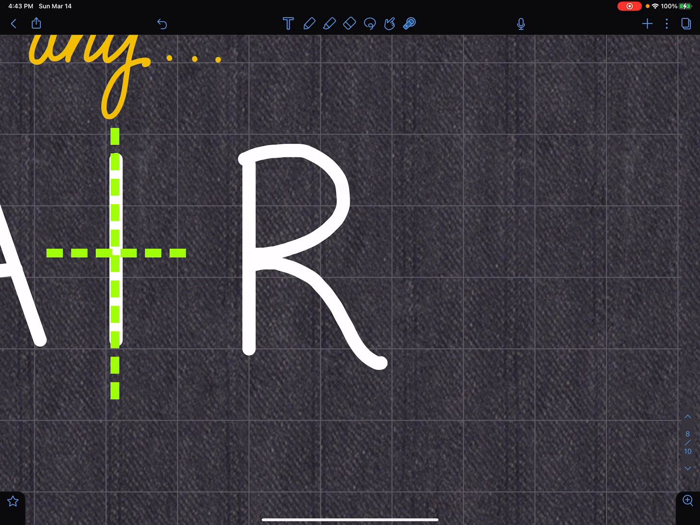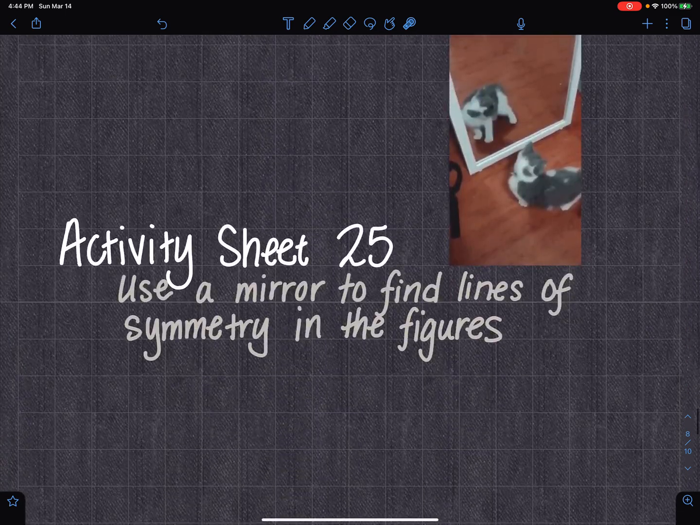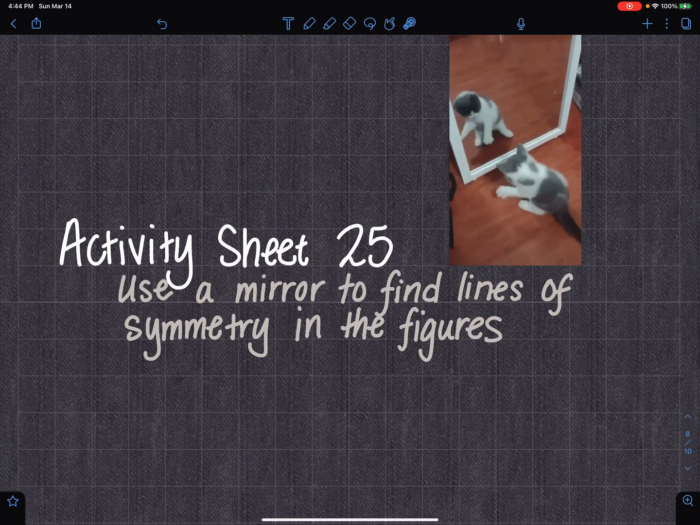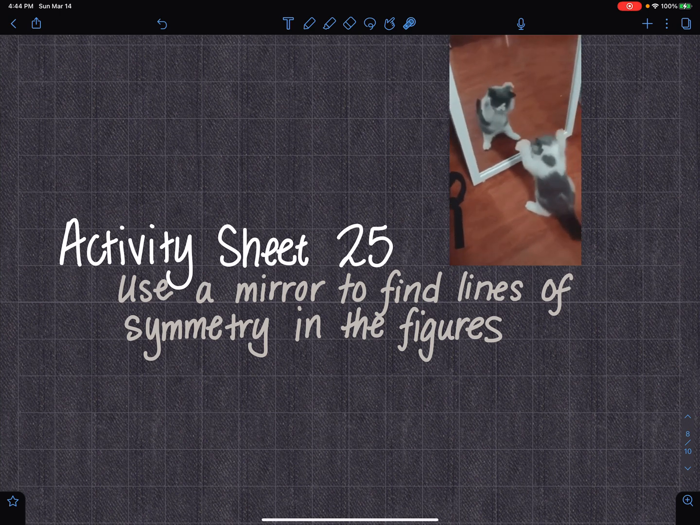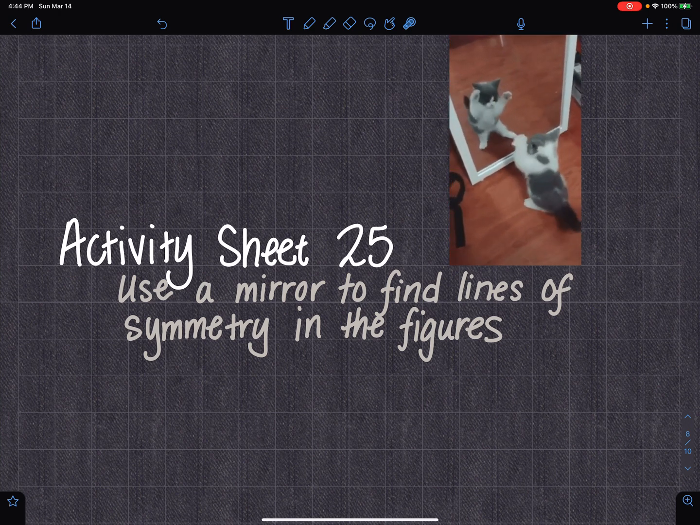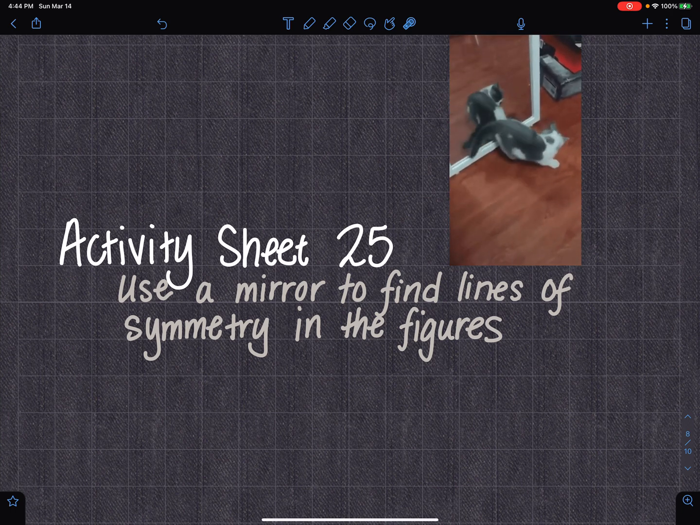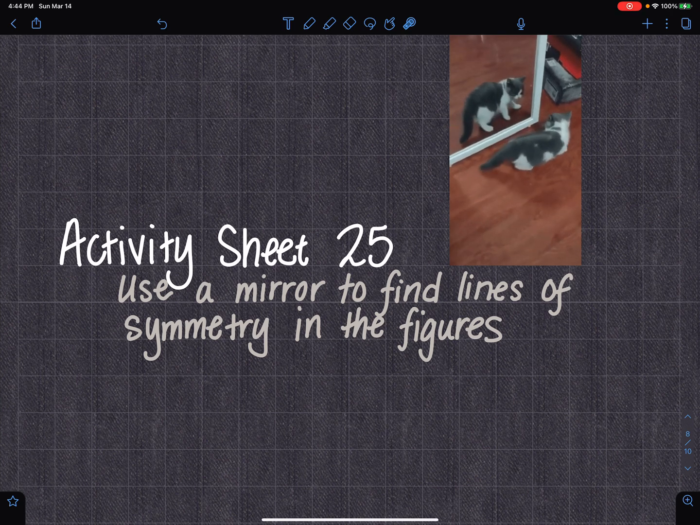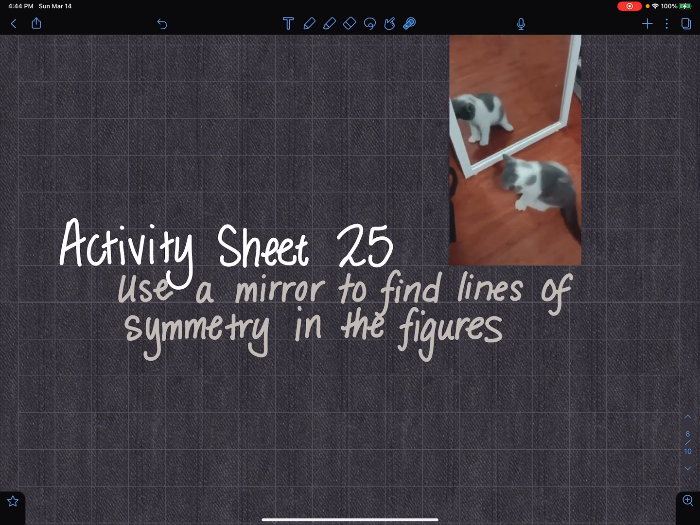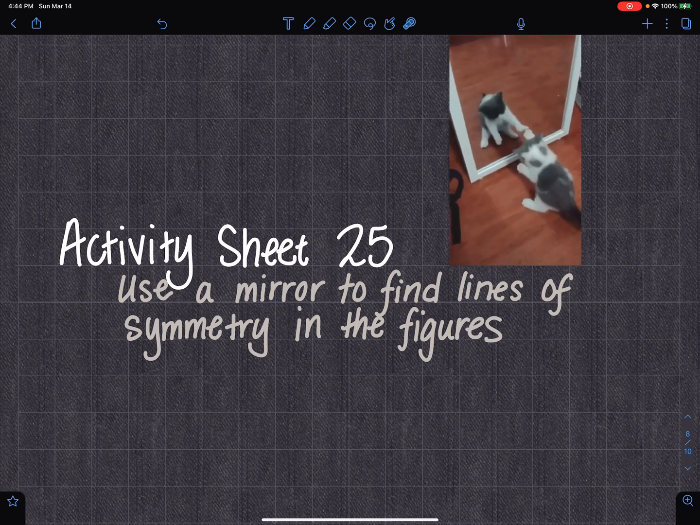Okay, cool. Now, you have an activity sheet in your homework for today. So get out your activity sheet number 25, and there's also going to be a mirror in your homework. And so you have to use the mirror to find the line of symmetry in all of those shapes. Okay? And when you're done with that, you still have your math homework. So don't forget to do the lesson practice and the mixed practice.